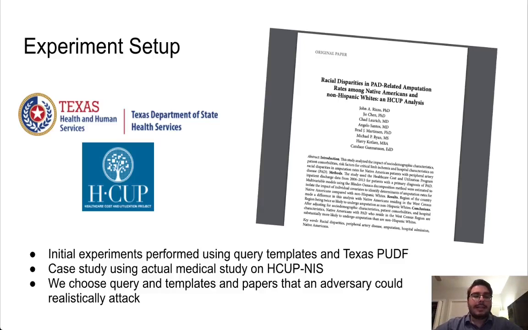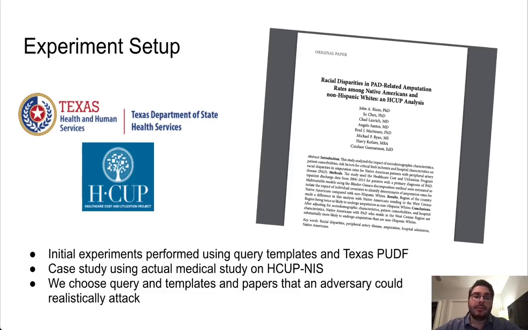We have two main experimental setups. The first are performed using query templates. These have been mostly performed using the Texas Public Use data files, which are a set of inpatient medical files gathered from hospitals across Texas. These query templates are just gathered from papers on Texas files or just similar data sets that have commonly used queries in studies, such as how many people are above a certain age or how many people of this sex have had this diagnosis. So things that can be easily adapted to any target.